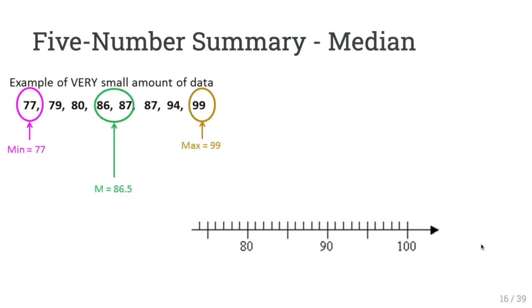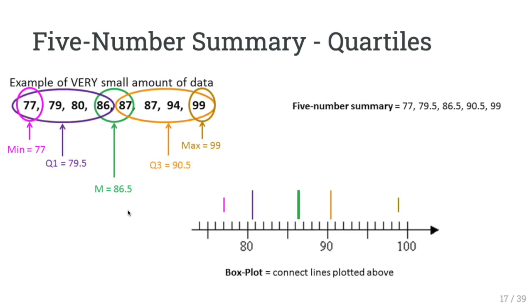So to start, the median is going to be the middle value. So you find the min and the max. We have the min at 77, the max at 99. And we find the middle value. There's an even number of values here, so the median is the average of these, which gives us 86.5. And we can mark those points, the min, median, and max, on this number line.